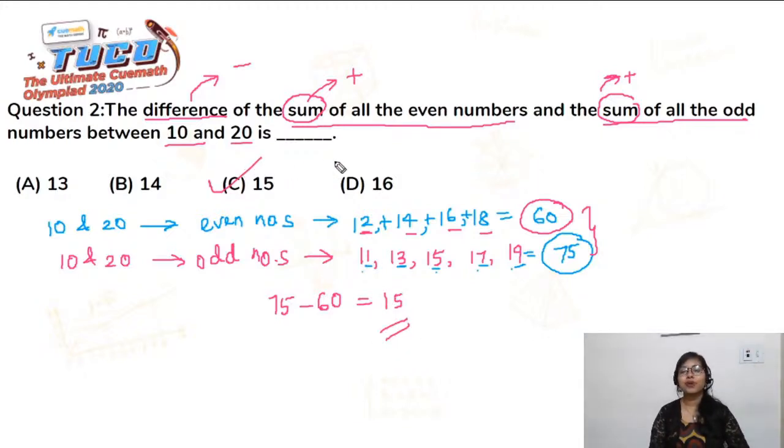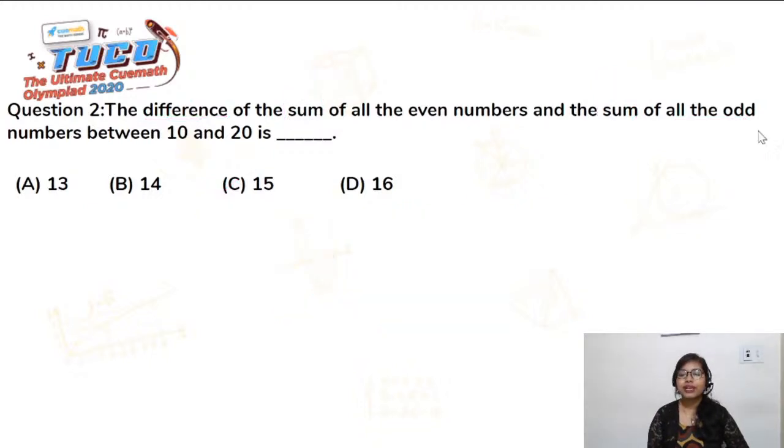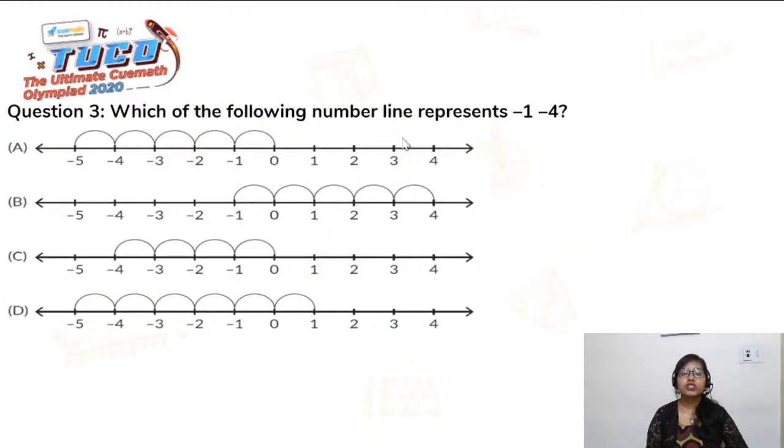I hope all of you understood the question. With this, we'll quickly go ahead with our next question. Which of the following number line represents minus 1 minus 4? Very simple question. Looks very tricky, but then it's very easy. Don't get scared by looking into the options because they are super simple. Let's see who gives the right answer. Which of the following number line represents minus 1 minus 4?